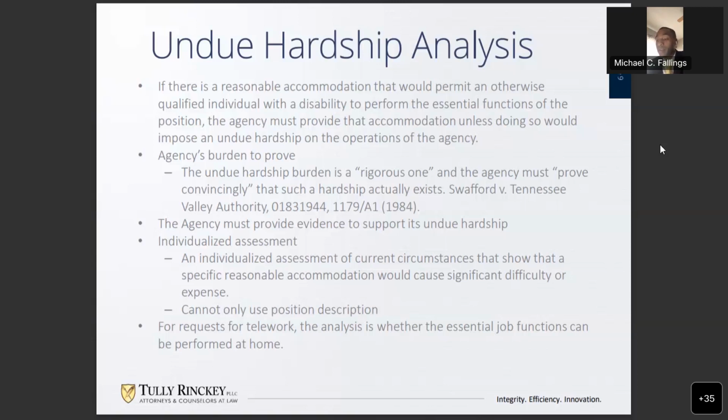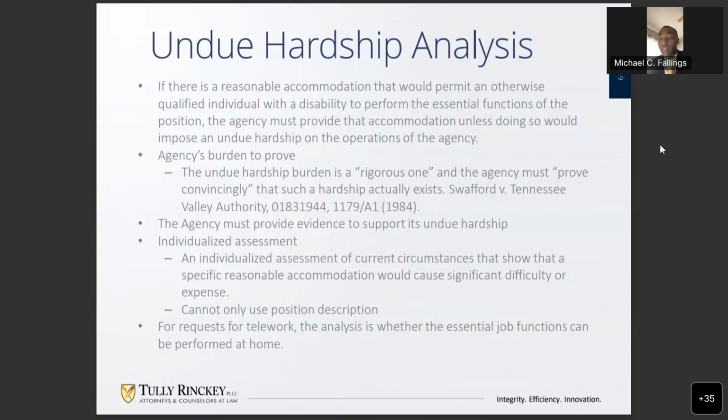The employer must conduct an individualized assessment as part of their undue hardship analysis. This means that the employer cannot just look at a position description and say, well, because the position description lists that this function is essential and must be performed in the office, therefore your accommodation's denied. That would run afoul of the Rehabilitation Act and EEOC guidance.